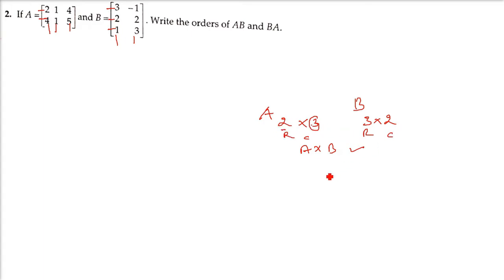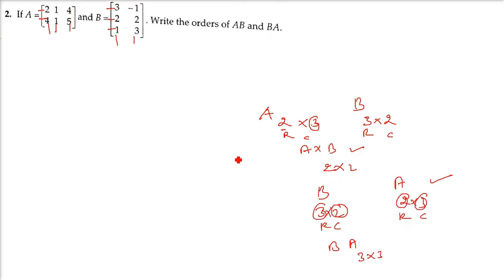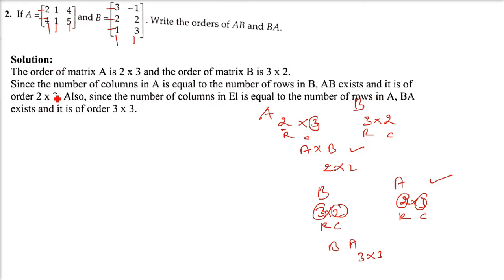What is the final result? 2 into 2. How about B cross A? B has dimension 3 cross 2 and A is 2 cross 3. Because the columns of B equal the rows of A, BA is also possible. And what will be the result? The rows of the first and the columns of the second, that is 3 cross 3. So the results are 2 cross 2 and 3 cross 3 for AB and BA.